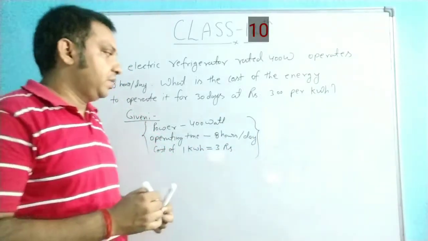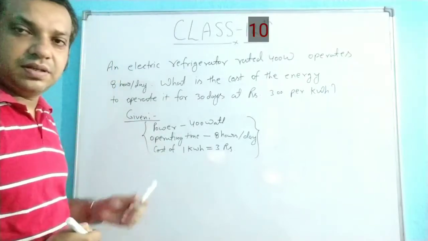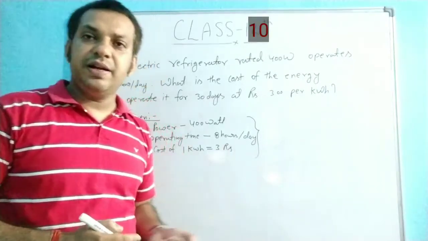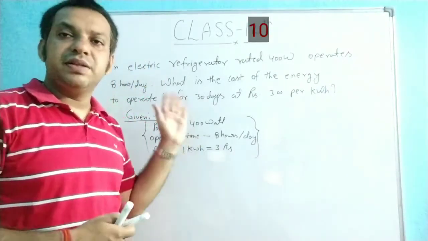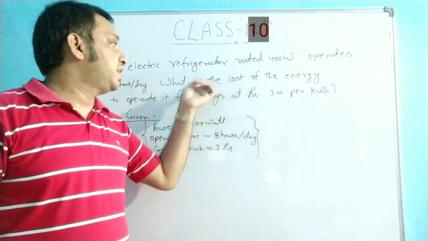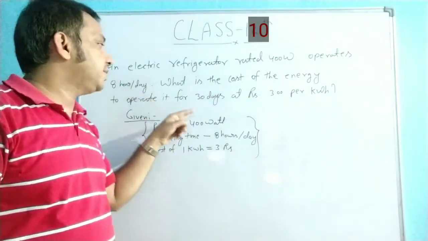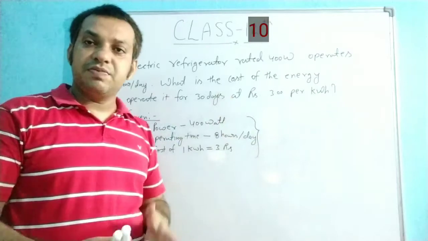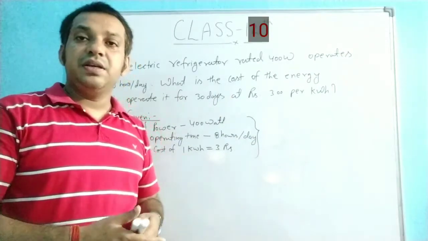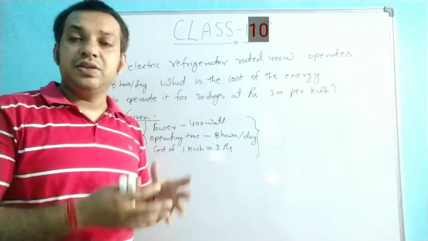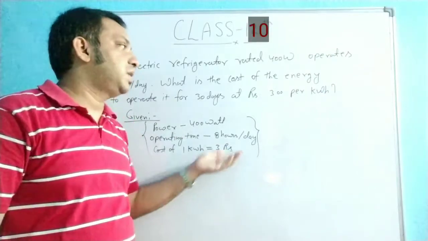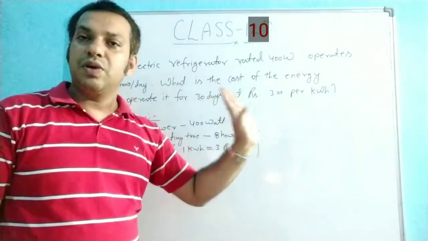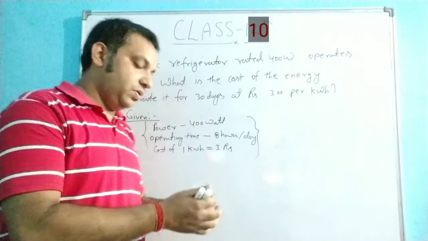So how can we find this? The answer is simple. We have to find the energy consumed by the refrigerator in 30 days. After that, we find the energy in units, or kWh, and then just multiply by 3, and you will get your answer. Now, let us find out.